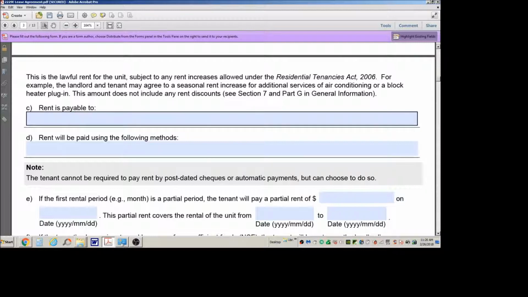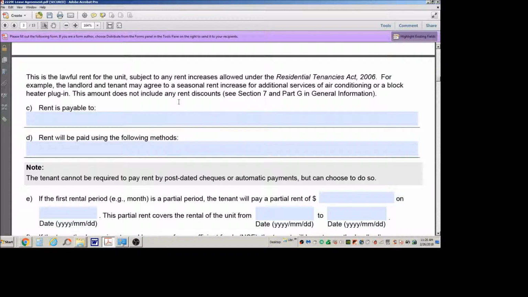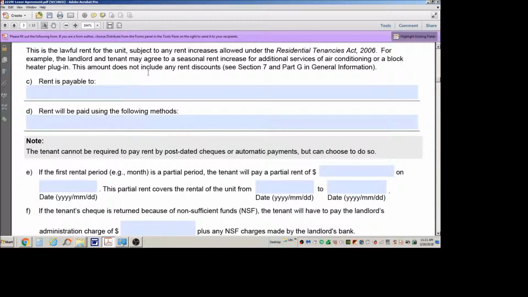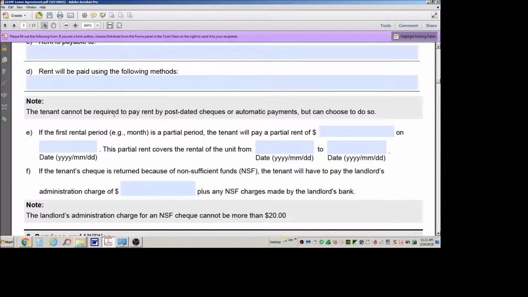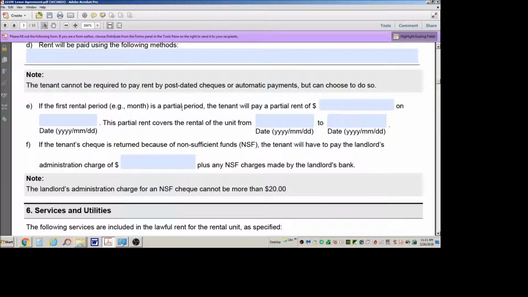Here it says where the rent is payable to. And on my other video I actually discussed, because many people think, tenants and landlords, that the tenant has to pay by post-dated checks or account withdrawals, which is actually not the case. It's only if the tenant agrees to it. You can agree with the tenant, both parties, to do electronic transfer, which is probably the easiest thing to do, because it gives you an electronic receipt once the tenant pays and the landlord deposits the money. It says right here, the tenant cannot be required to pay rent by post-dated checks or automatic payments, but can choose to do so.